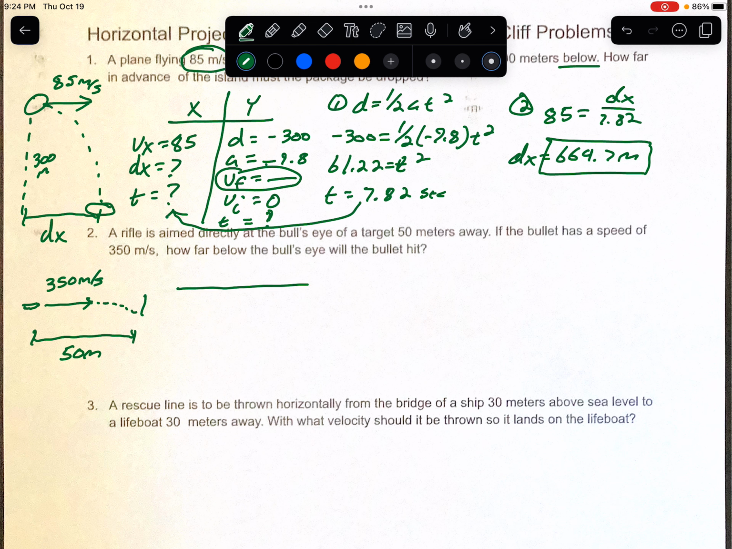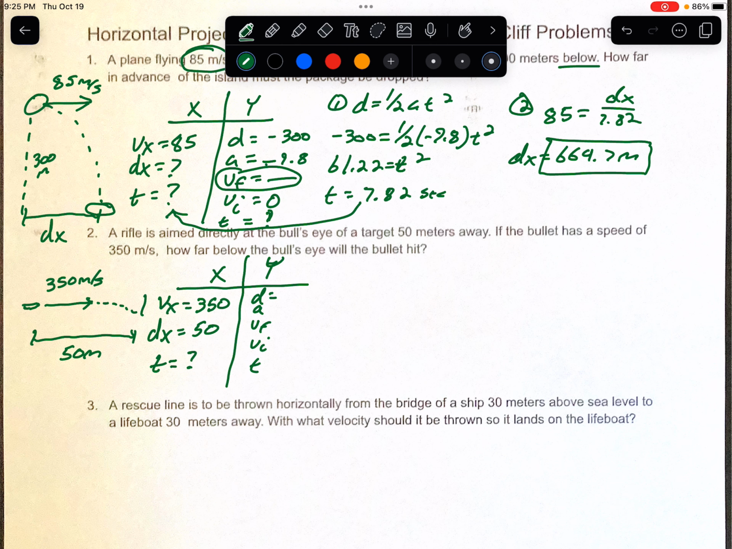So what we're going to do is set up our Daffy t. So Vx, that was 350. So we've got that, that was our horizontal velocity. Dx equals 50. Okay, that's a horizontal distance. And time, we don't know. And in vertical, we're going to set up our Daffy t.